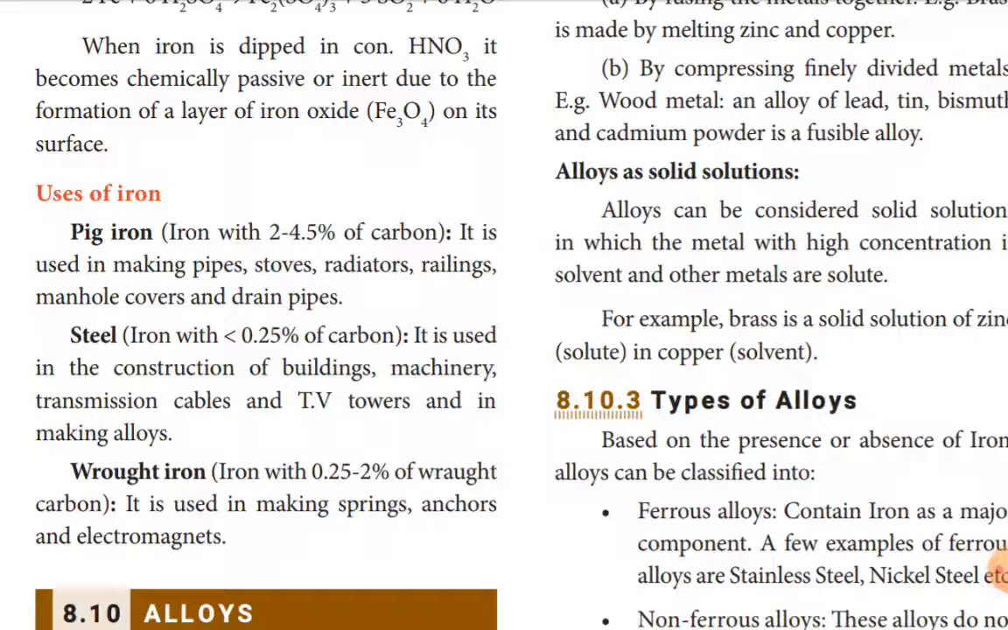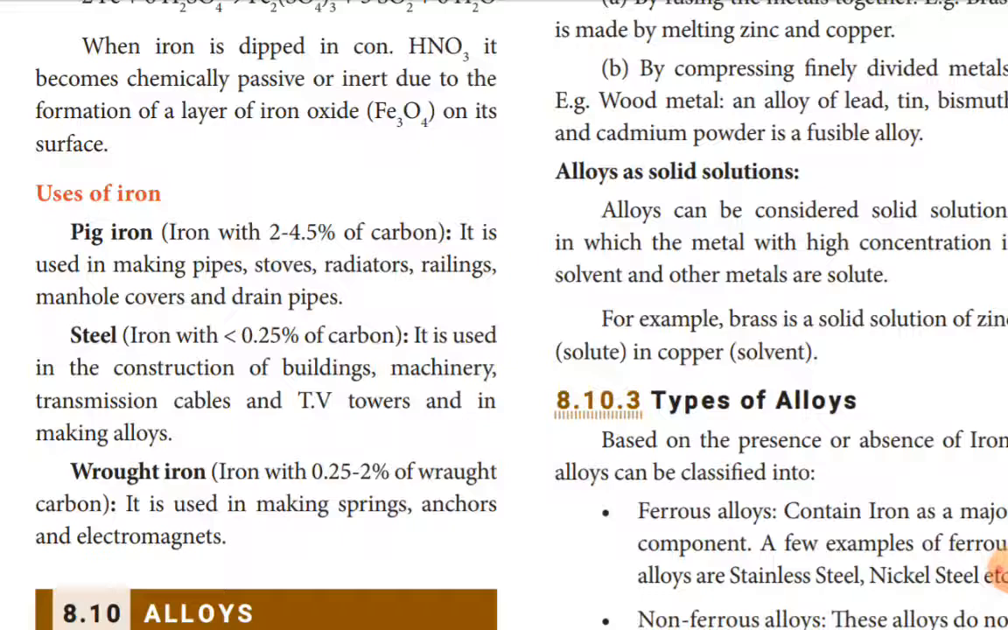Then what are the uses of pig iron? It is used in making pipes, stoves, radiators, railings, and manhole covers, and in train pipes. So these are the uses. Hard materials and heavy objects can be prepared using this type of pig iron.